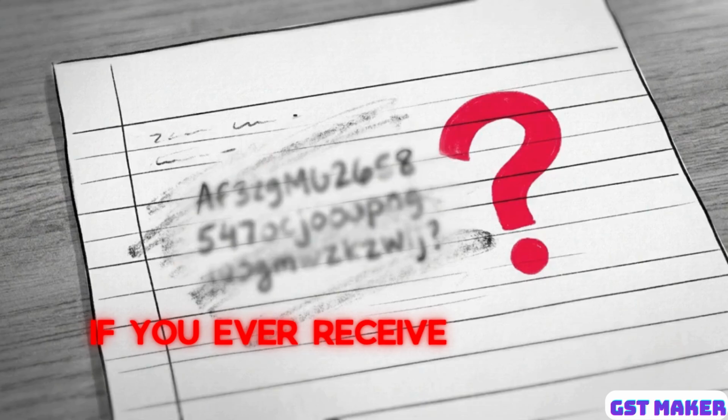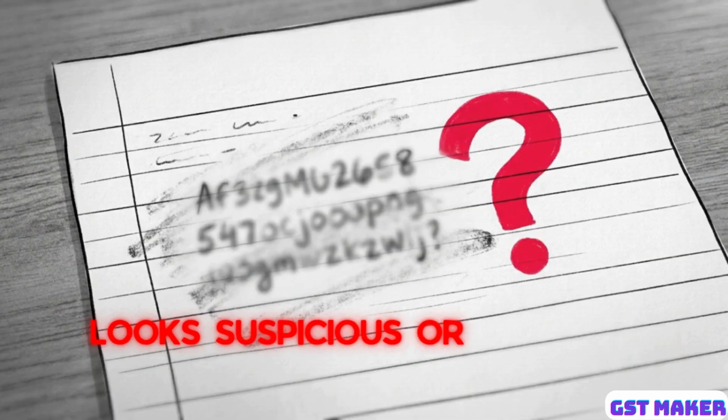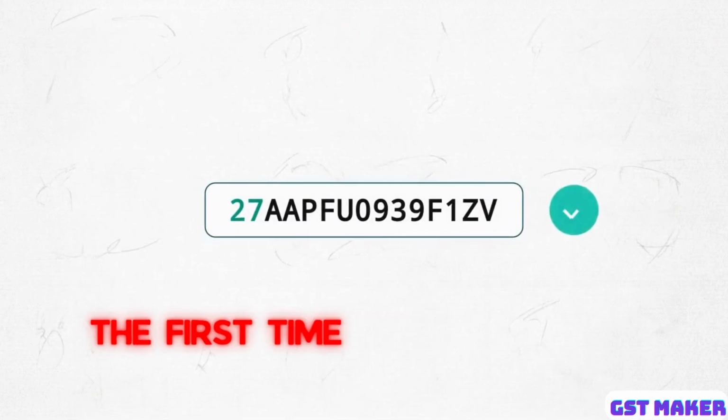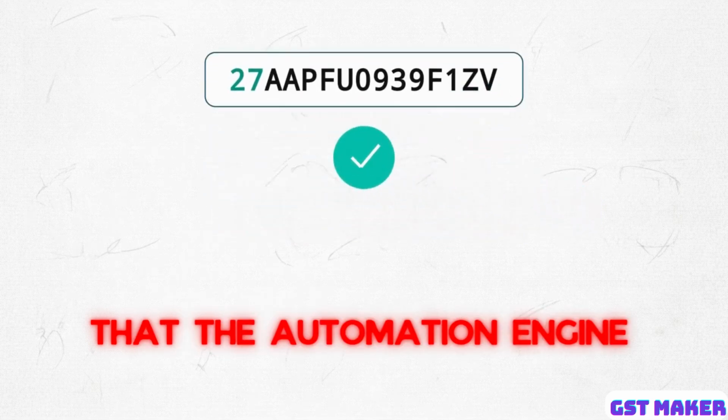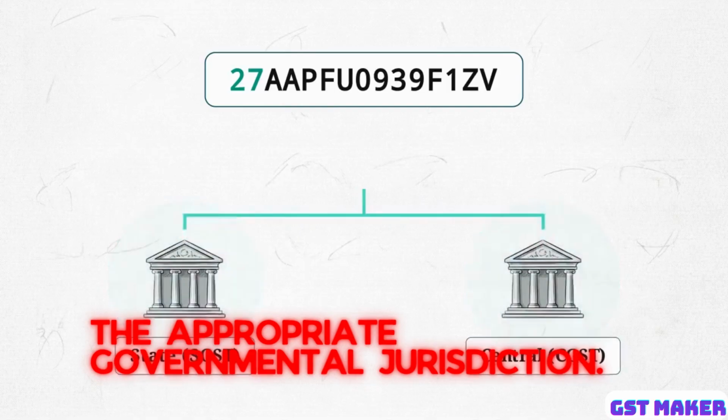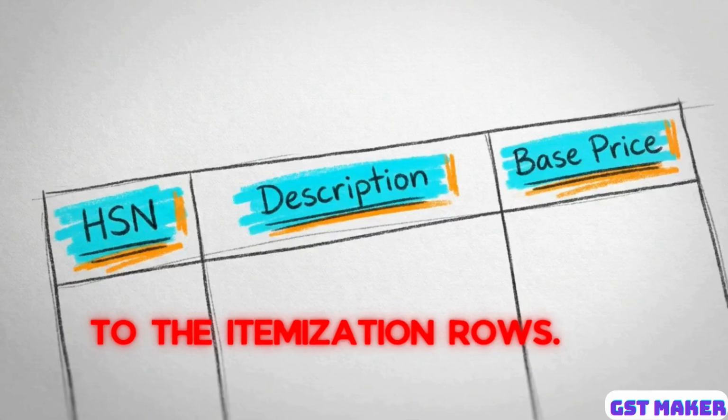rules. If you ever receive a client ID that looks suspicious or unfamiliar, you can run it through the Intelligent GSTN Validator on the Free Tools page to verify its structure before you build the invoice. Getting the GSTIN input right the first time guarantees that the automation engine will correctly assign your tax liability to the appropriate governmental jurisdiction. Scroll down to the itemization rows.